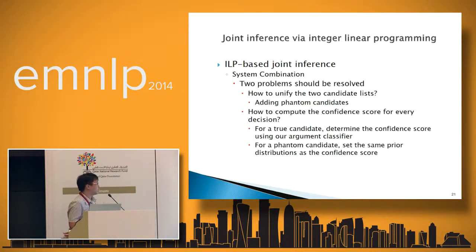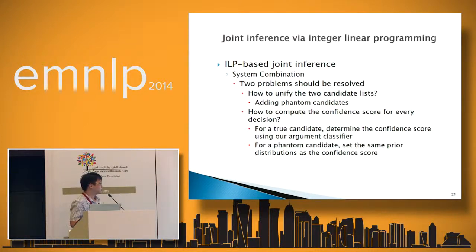And after using this system combination, we still need to address two problems. The first one is how do we combine the two candidate lists, since we have two different parsers that will produce two different candidate lists. In order to do this, we add what we call phantom candidates. Basically, we add artificial constituents that can be obtained from the different parse tree.